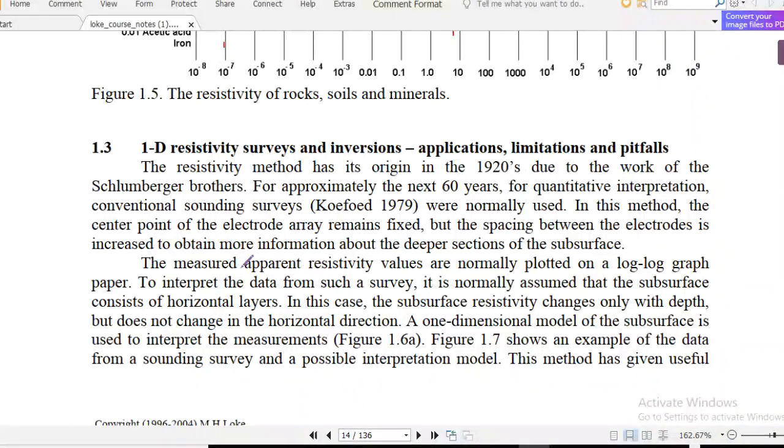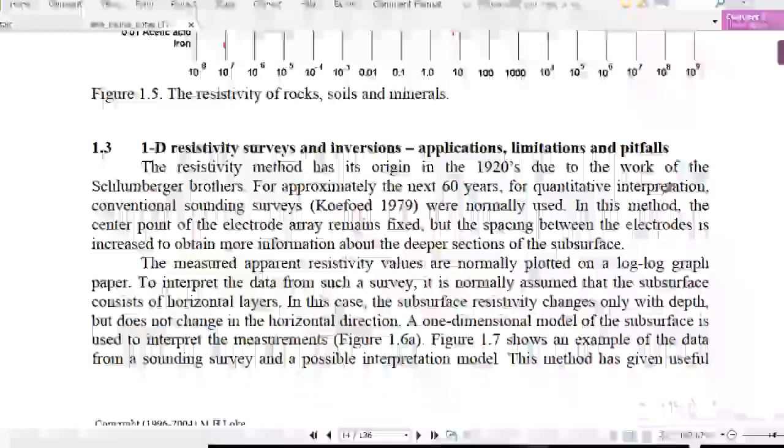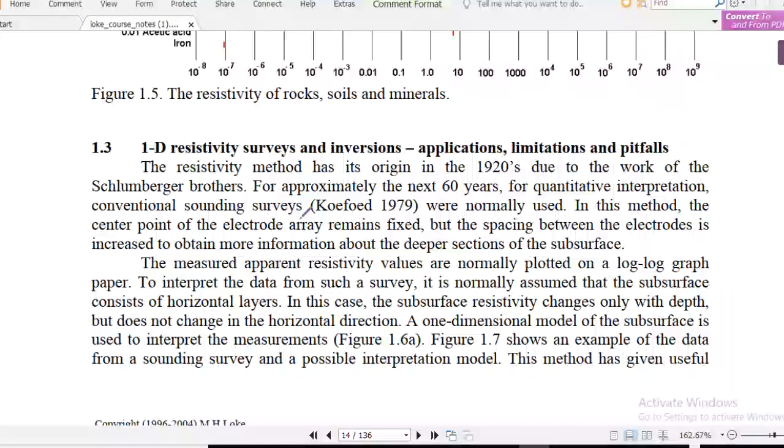One-dimensional resistivity survey and inversion: application, limitations and pitfalls. The resistivity method has its origins in 1920 due to the work of the Schlumberger brothers. For approximately the next 60 years, for quantitative interpretation, the conventional sounding survey was normally used. In this method, the center point of the electrode array remains fixed, but the spacing between the electrodes is increased to obtain information about the deeper section of the subsurface.